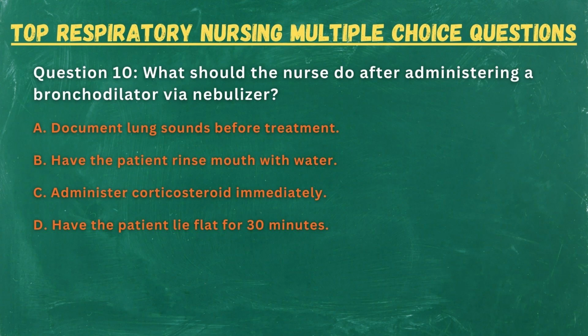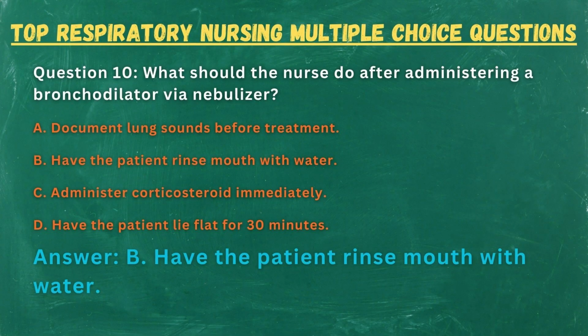Question 10. What should the nurse do after administering a bronchodilator via nebulizer? A. Document lung sounds before treatment. B. Have the patient rinse mouth with water. C. Administer corticosteroid immediately. D. Have the patient lie flat for 30 minutes. Answer. B. Have the patient rinse mouth with water.